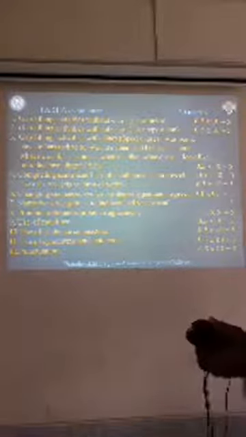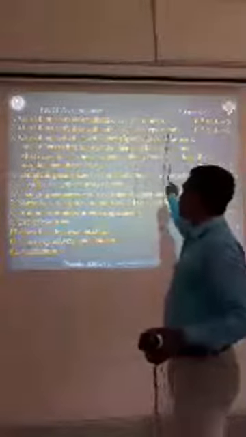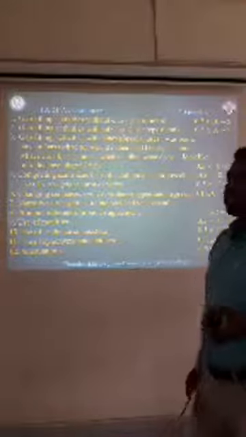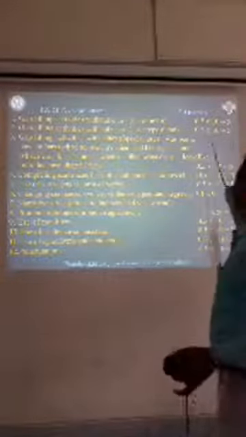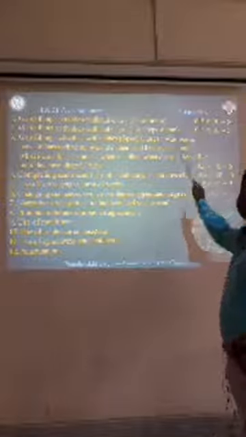Number 2, gap filling activities without clues for prepositions, that is also 0.5 into 10. That means each question bears 5 marks, and you will get 10 gaps. Each gap bears 0.5 marks, that is half a mark.